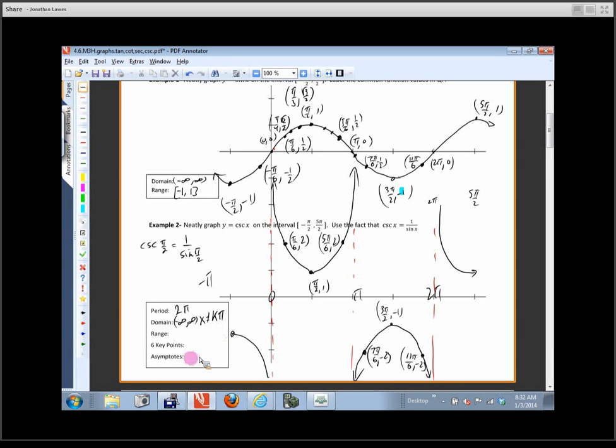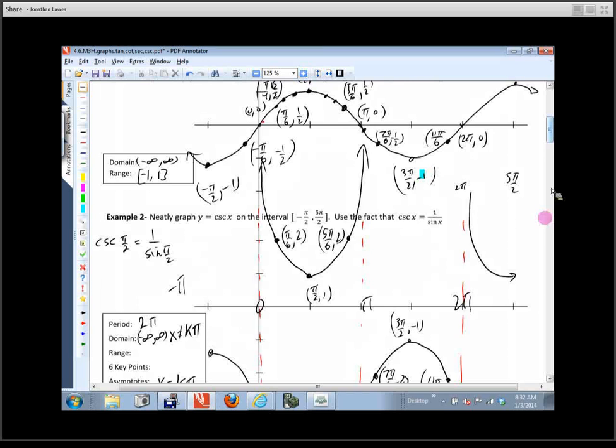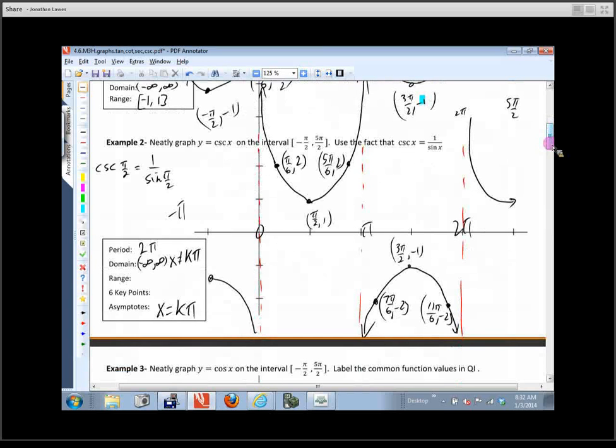It's also an asymptote. That would be the equation for the asymptotes. Pick any positive or negative whole number. Pick a 2, plug it in there. Is that where an asymptote is? Okay. Pick a negative 3. Would there be an asymptote at negative 3π? There would be.